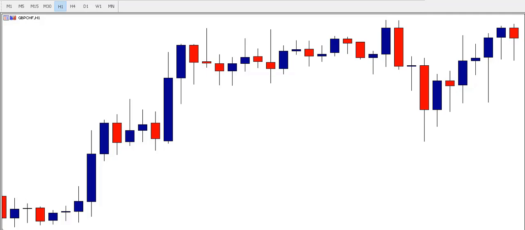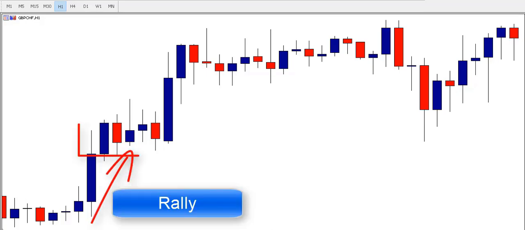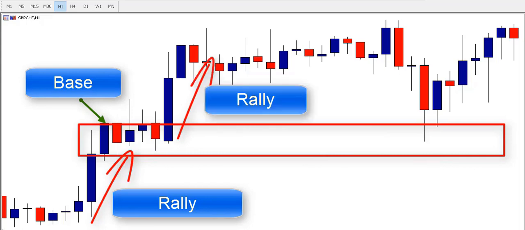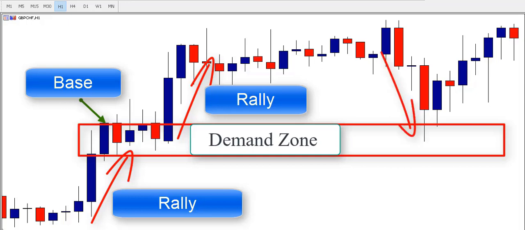This is a rally followed by a small consolidation followed by a rally. This is a RallyBaseRally demand zone formed in an uptrend market. When the market returns to test this zone, there is a high probability that the market will go up again, because this move is made by a financial institution and other pending orders are still placed there. As you can see, when the market returned to test this zone, prices were rejected obviously.